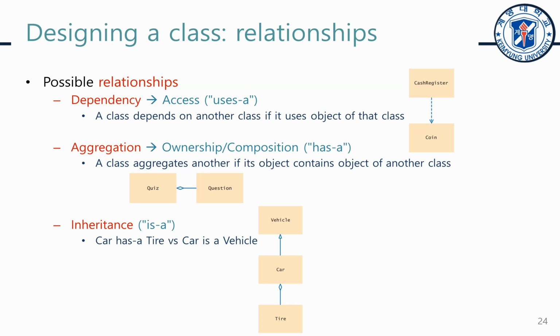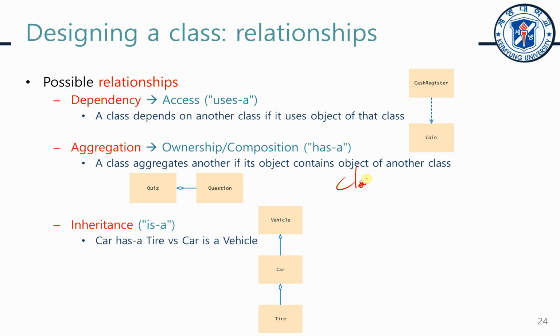So the first one is just dependency. And this dependency shows that some class accesses another class. A class depends on another class if it uses the object of the other class. For instance, the cash register class uses objects of the coin class.